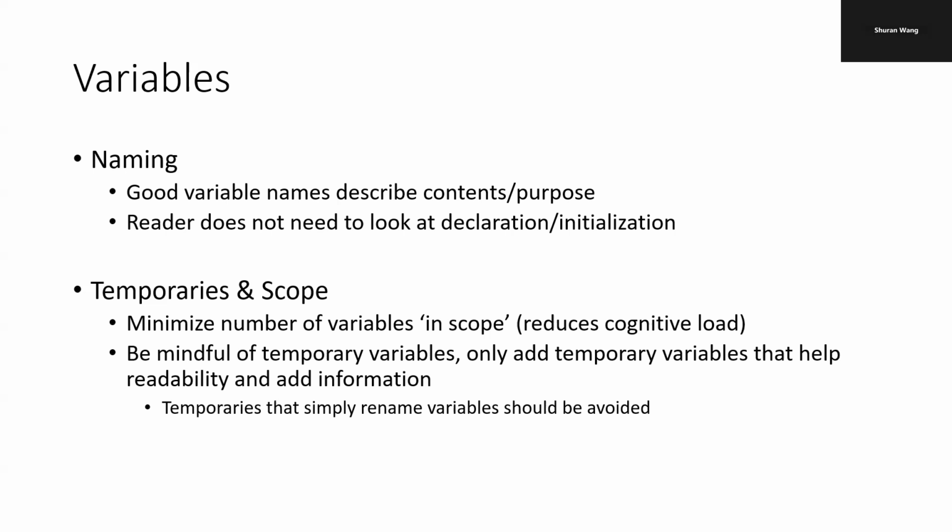So if you can use a temporary variable, use it. Just try to minimize the number of variables that are more global, unless absolutely necessary. But also be mindful of temporary variables. Only add them if they help with readability and add information, because we don't want your code to grow. So yeah, we're going to cover examples for each case.